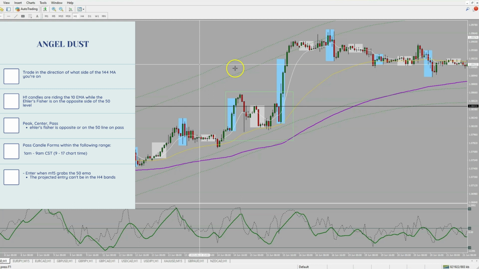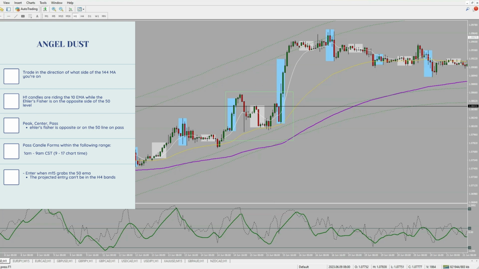Let's see what time that past candle happened and make sure it's under the 50 level. So it's still under the 50 level down there on the Ehlers Fisher when that past candle closed. Cool. Also, the past candle happened at 12 o'clock chart time. That's 4 a.m. Central Standard Time. That's within our acceptable range of time.